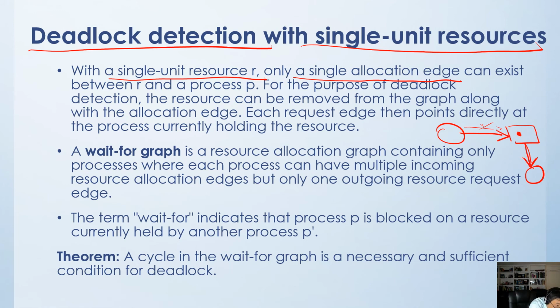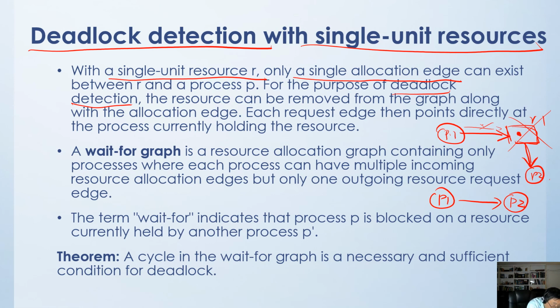So in that case, for the purpose of deadlock detection, to simplify the graph, the resource can be removed. So instead of saying, okay, P1 is requesting resource R1 and R1 is currently held by P2, we can actually simplify the graph to P1 relying on P2. So the resource can be removed from the graph along with the allocation edge. Okay, so now we have a process P1 directly pointing to process P2.